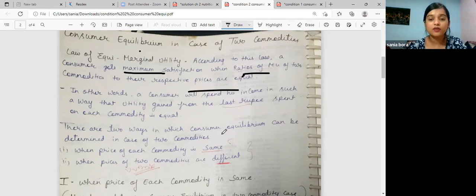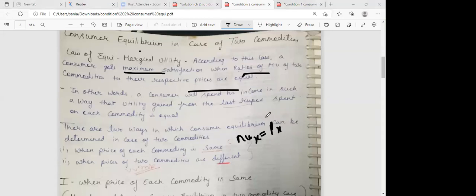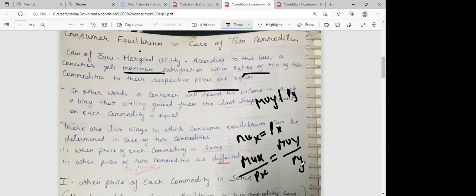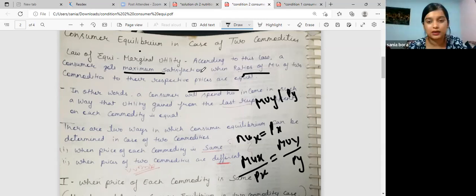Earlier, for a single commodity, we had MUX equals PX. But now you have two commodities with you, so now you have MUY and PY. So it is MUX upon PX equals MUY upon PY. This will be your law of equimarginal utility, right? The ratios of both the goods, the satisfaction you are getting with respect to their price, should be equal. Or you can say it is the last rupee spent, or something like that. You can use any definition.